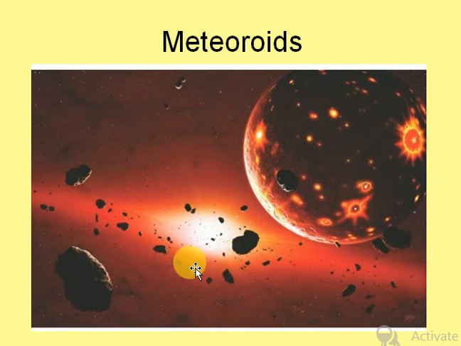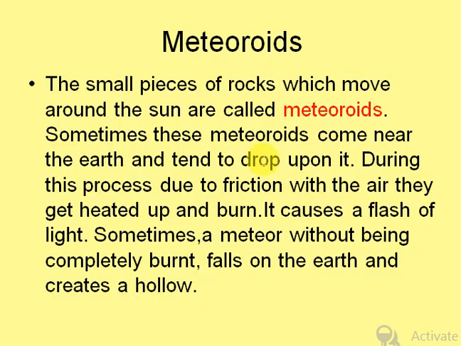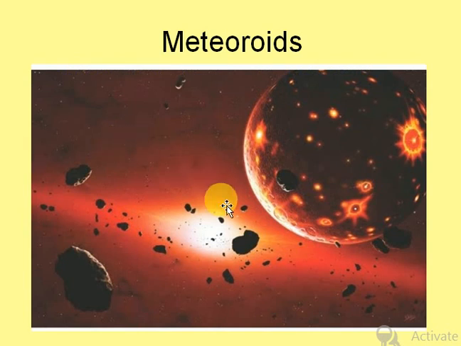Look at the picture. Again, the meteoroids and meteors. So you know that the small pieces of rocks which move around the sun are called meteoroids. These are the small pieces of rocks moving around the sun.